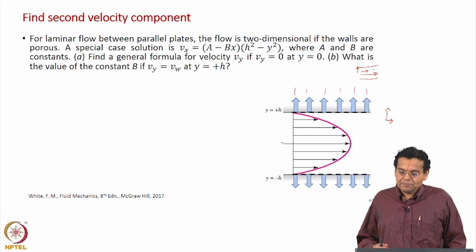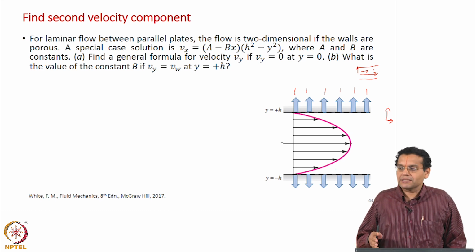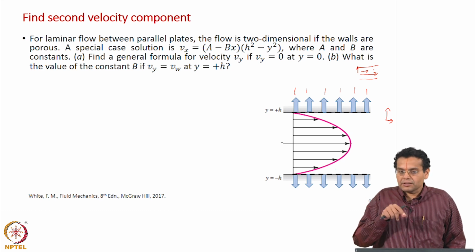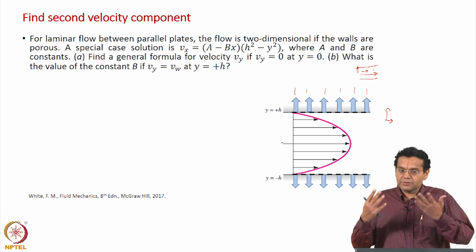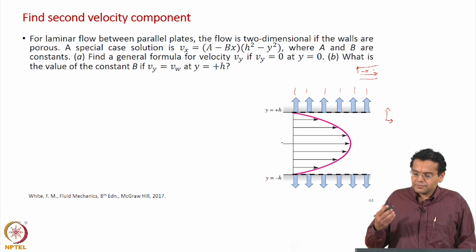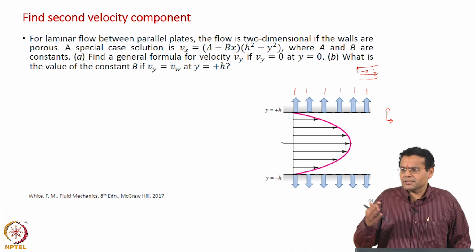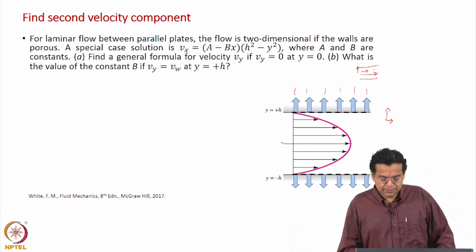Just to repeat, if the walls were not porous, then the x velocity varies along the y direction only, but now because the walls are porous and water leaves through that, now along the flow direction the velocity decreases. Okay. Let us now read the problem.